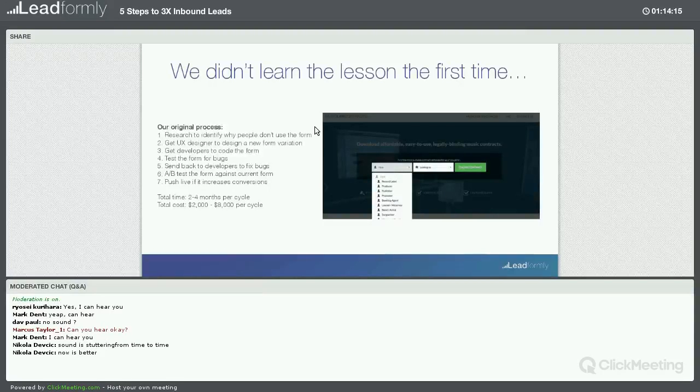In total, this was taking about 2 to 4 months per cycle just to get a form up. And the total cost was about $2,000 to $8,000 per cycle, for all the development fees, design fees, and everything that had to go into that process. Now, as I say, the ROI was good, and we generated really good results from it, but that's still a ludicrous amount of time and money for something as simple as a form.